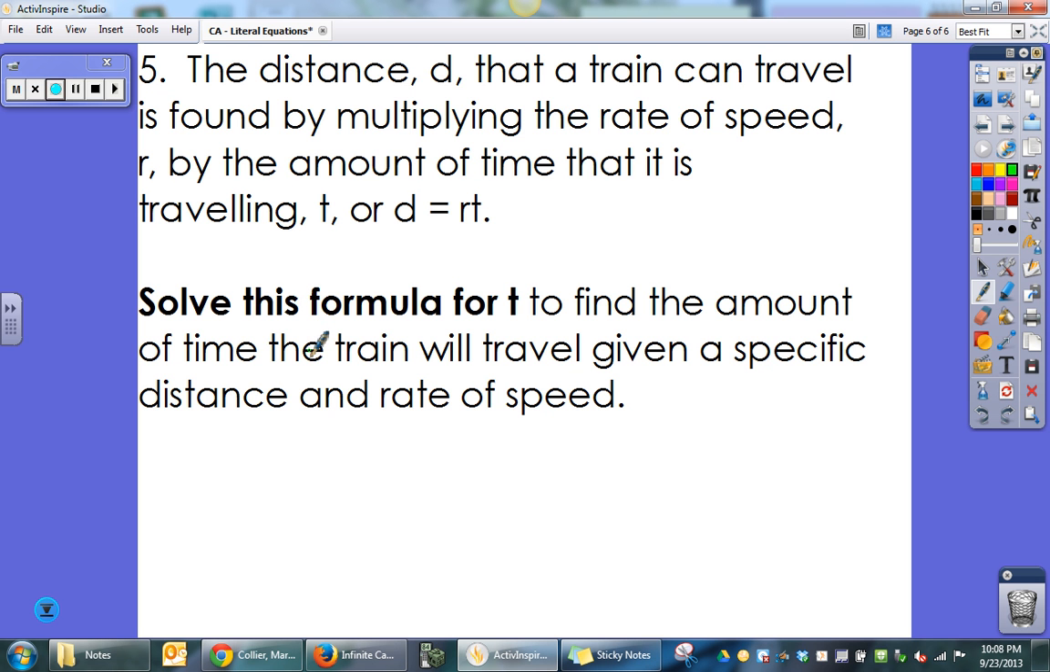Last example, the distance that a train can travel. We've got our formula for distance, which is rate times time. We're going to solve this formula for t. So I've got distance equals rate times time. My rate and my time are being multiplied together. So if I want to undo my multiplication, I would have to do the opposite, which is divide. So getting t by itself, I'm going to divide both sides by r. And I'm going to have time is equal to my distance divided by my rate.